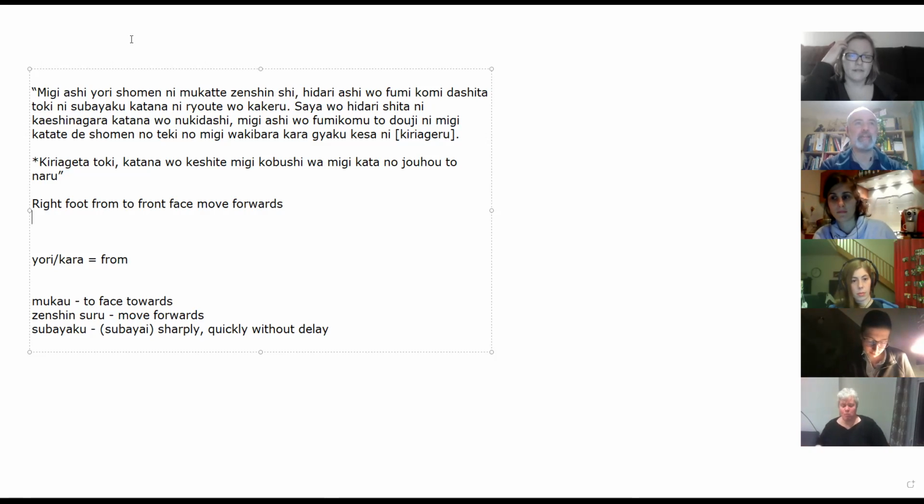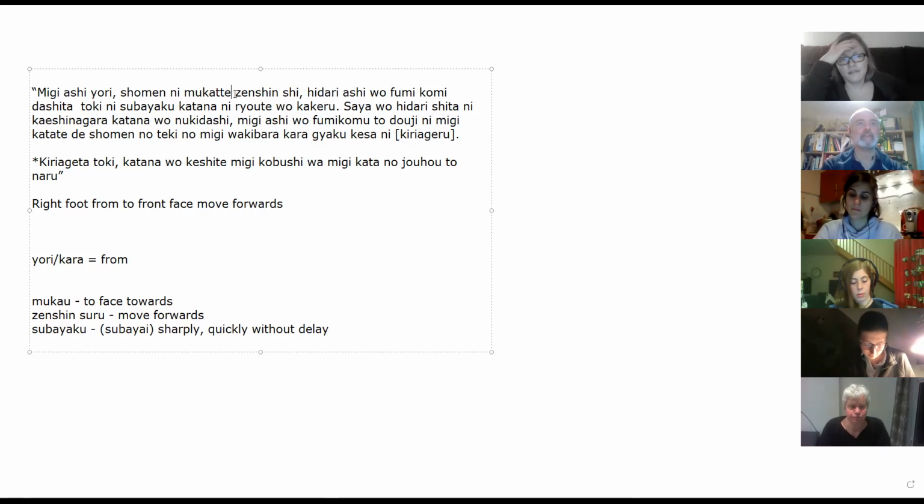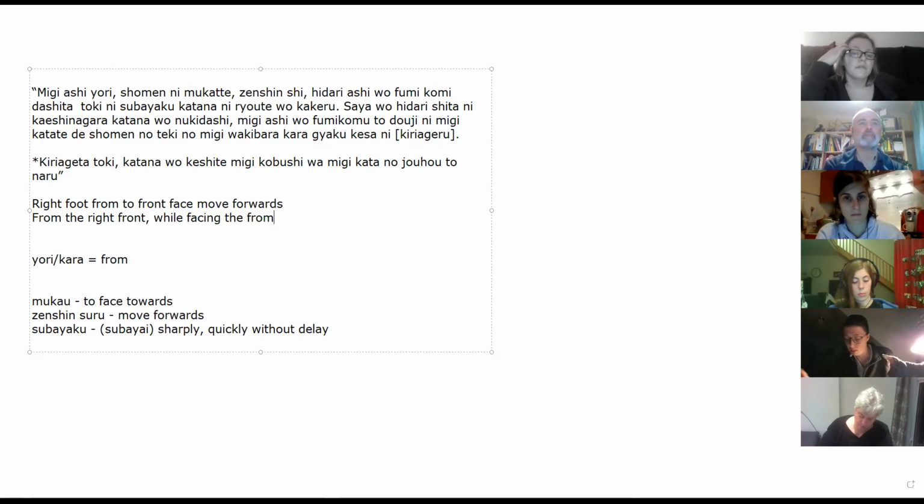So it's actually a section of sub commands, really. It's like this. So migiyashi yori, which means from the right foot, yeah, exactly. Face the front and move forwards. So it's kind of while facing the front, while facing from the right, step forwards, or move forwards, I should say. So it's just a whole bunch of little commands all stuck together in one sentence.